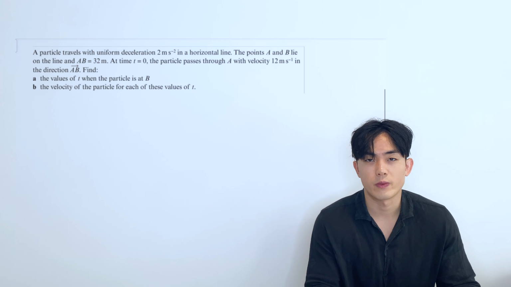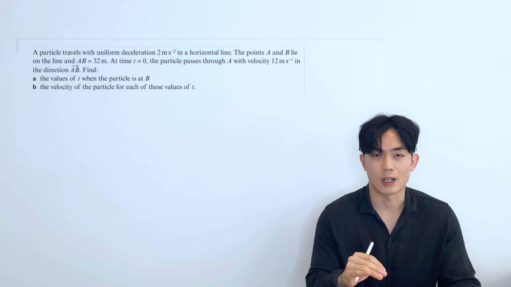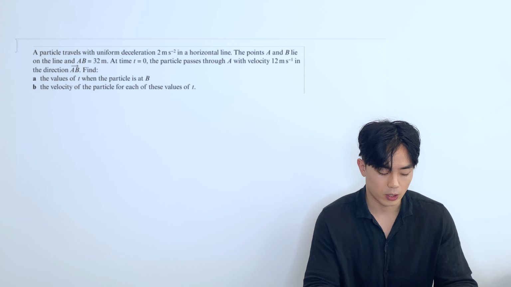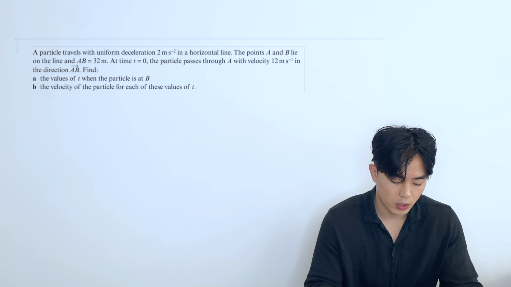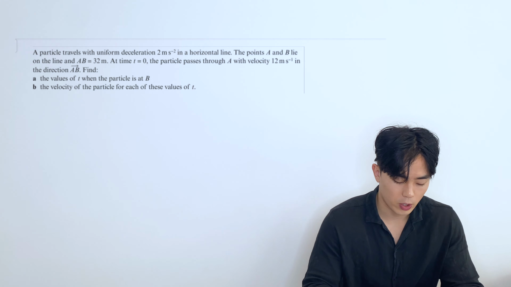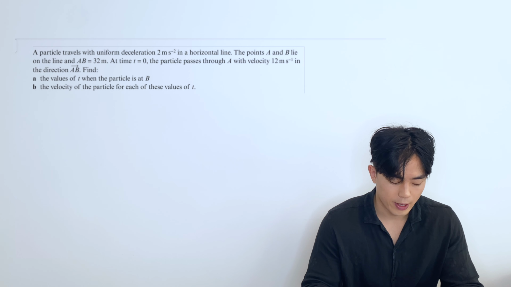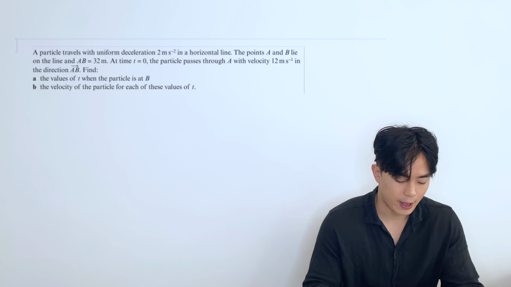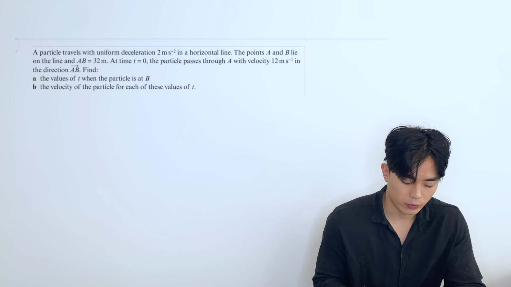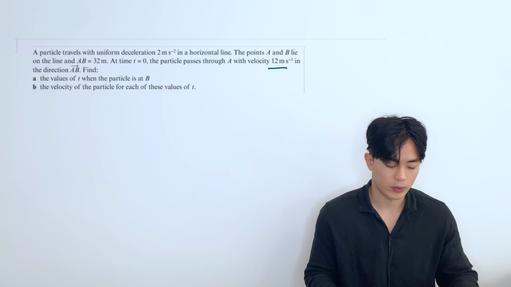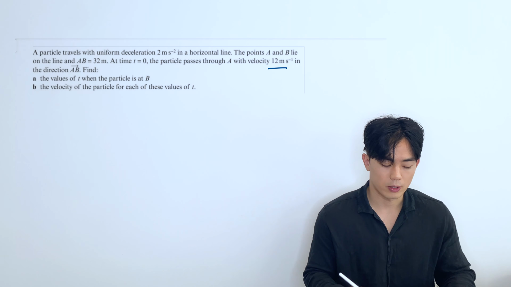In this video we're going to be looking at when the particle is moving in a horizontal line first, and we'll look at vertical in the next video. So a particle travels with a uniform deceleration of 2 meters per second squared in a horizontal line. The points A and B lie on the line, and AB is 32 meters. At time t is 0, the particle passes through A with velocity 12 in the AB direction. Find the values of t when the particle is at B.